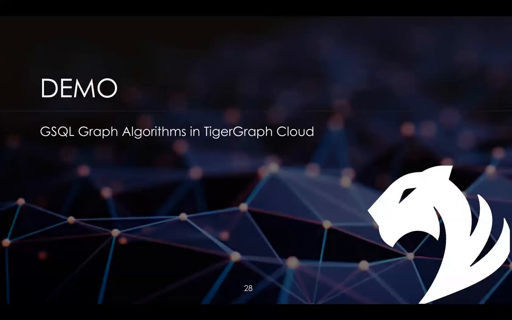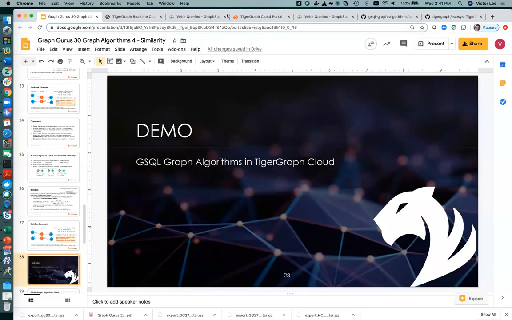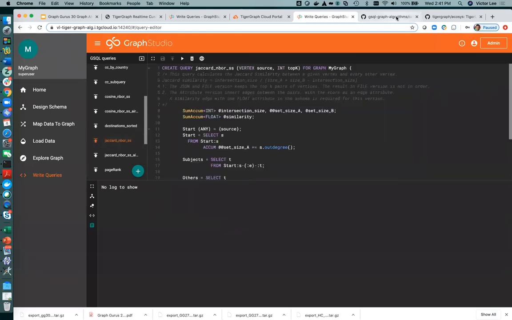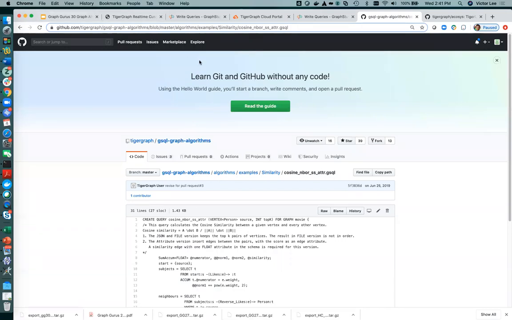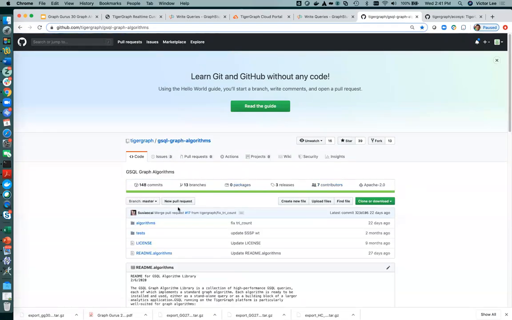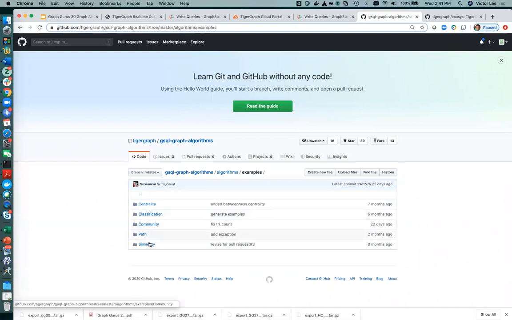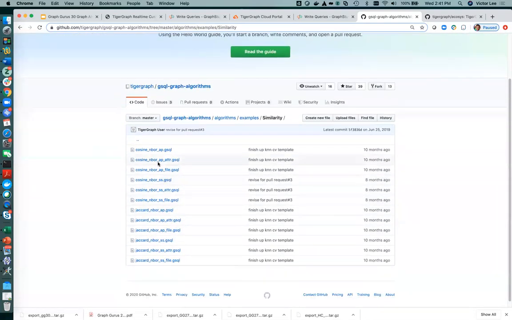Since I think we need to get to the demo, I'm going to go to my demo now. I'm using the same data set that I used in some of the previous ones, the airports. If you go to the TigerGraph graph algorithm library on GitHub, you can see algorithms and examples, and we're doing similarity. We have several variations of cosine and Jaccard.